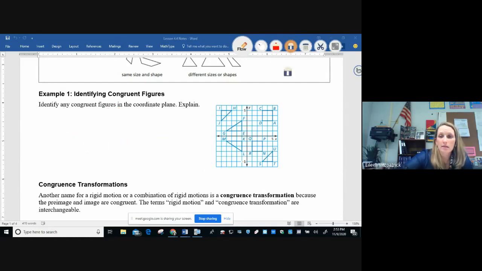And the last figure. So let's look at A, B, C, D, and N, P, Q, R, sorry, it's a Q, not an R. Okay, so this little square and that one, let's take a look. Do they appear congruent?